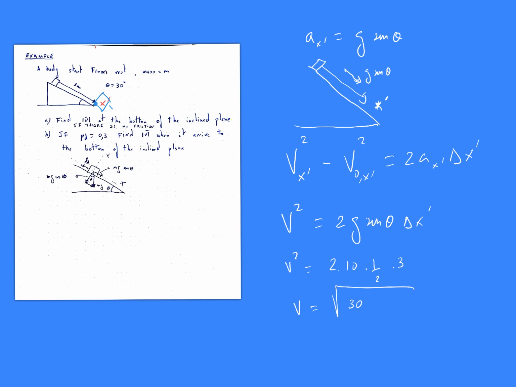Now, the real problem is to do the same thing when there is a dynamic coefficient of friction, 0.3. Find v when it arrives to the floor of the inclined plane. So if it's dynamic, the object starts from rest, but it starts just when the force is bigger than the static friction force. So it has this force, mg sine of theta, so let's do it.